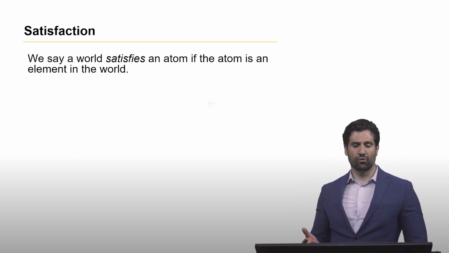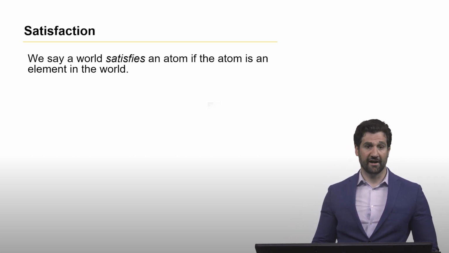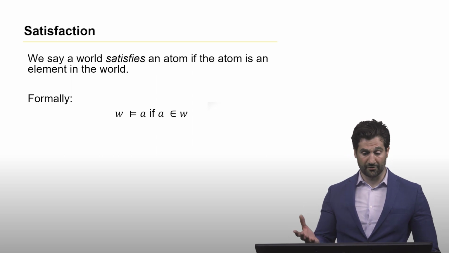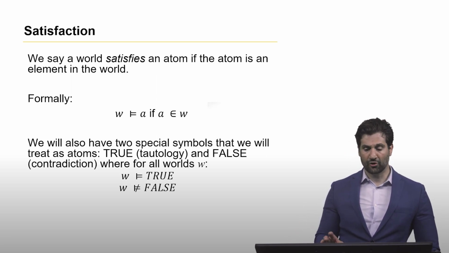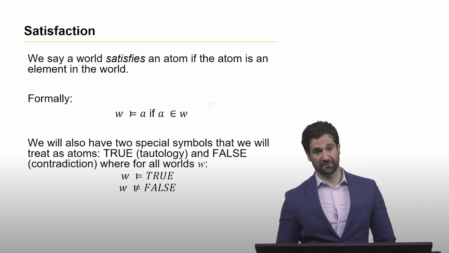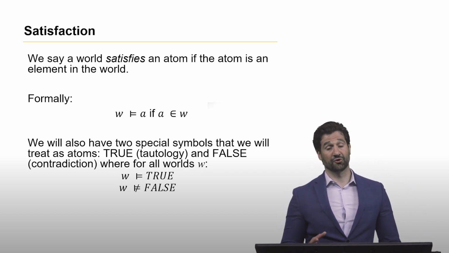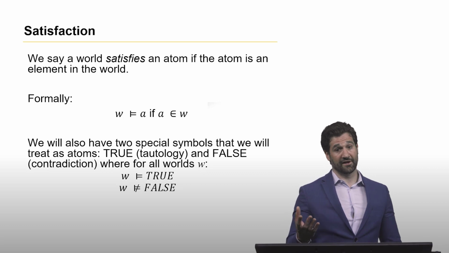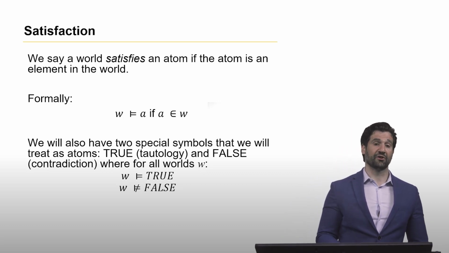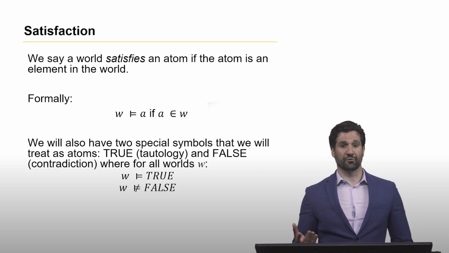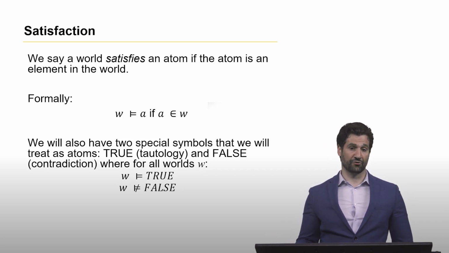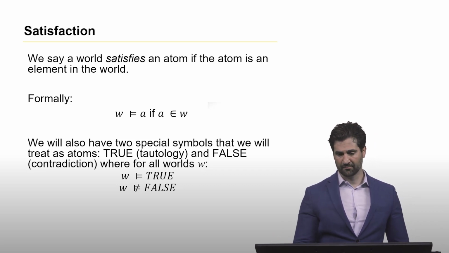We say a world satisfies an atom if the atom is an element of the world, or formally we have right here. Now we'll also have two special symbols, true and false. True is called a tautology. It's a ground atom that's always true. And false is called a contradiction. It's always false. All worlds will satisfy true, and none of the worlds will satisfy false.